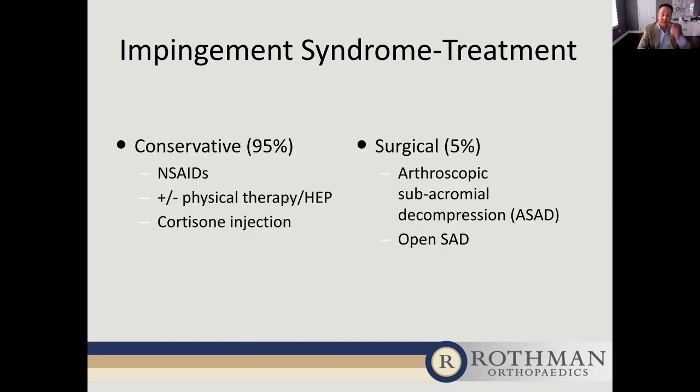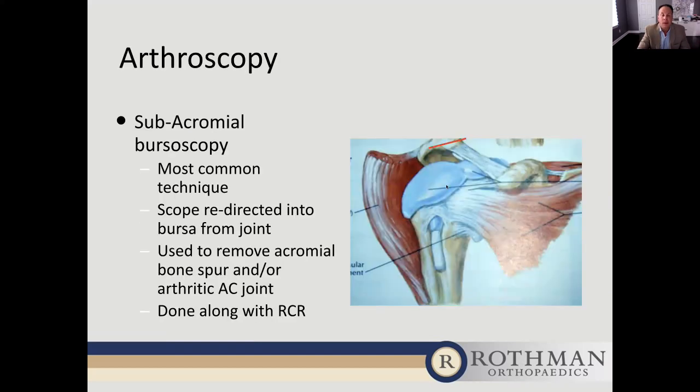And again, I'd say this is more like 99% conservative. Usually it's anti-inflammatories, physical therapy or a home exercise program, and a cortisone injection. Very rarely are we doing decompressions of the shoulder joint, which I'll show you in a second. In isolation, usually it's associated with a rotator cuff repair. So this is what we call subacromial bursoscopy or arthroscopy. This is how we do this.